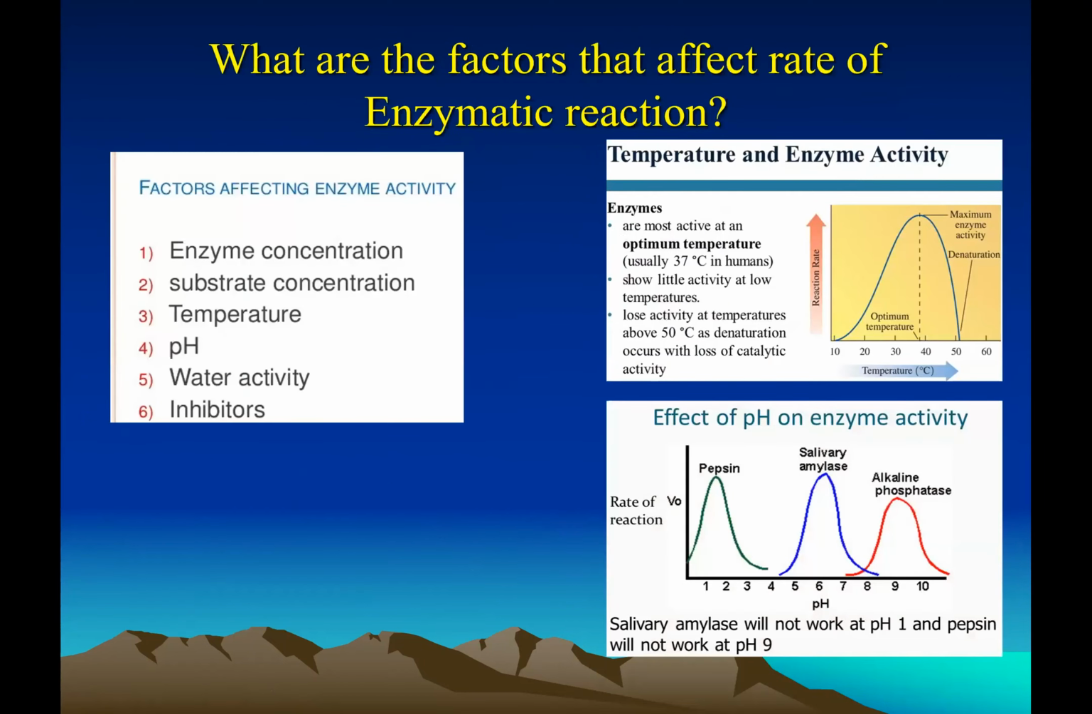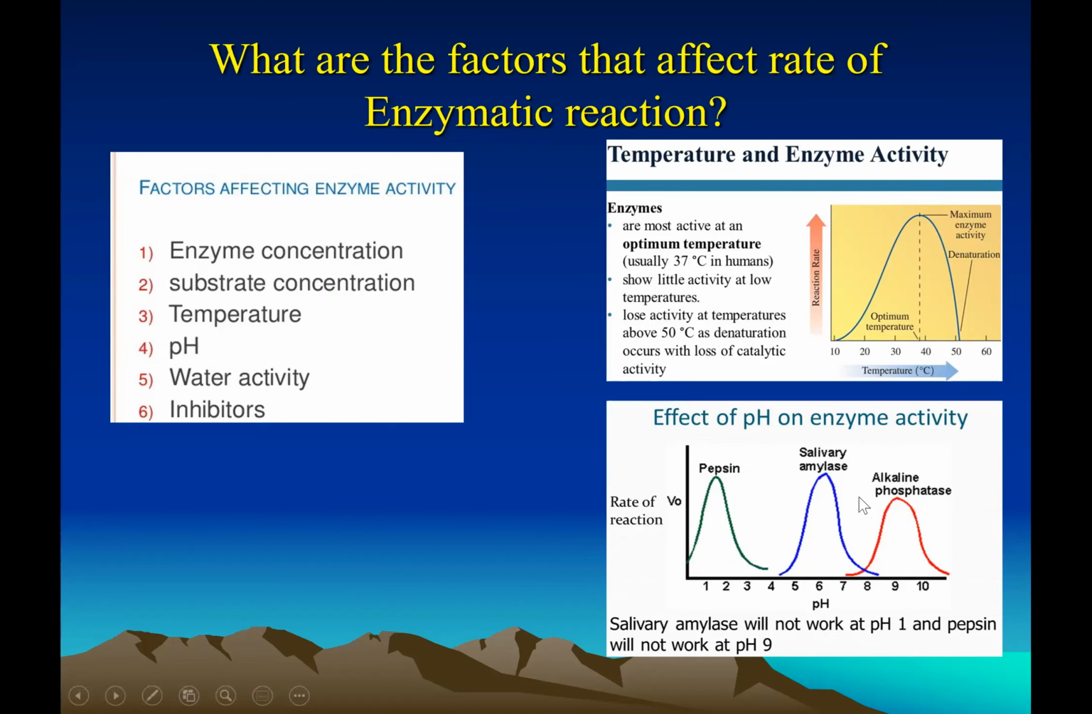So what are some of the factors that affect enzyme reaction? Temperature, pH, enzyme concentration, substrate concentration, and so forth. For every enzyme, there is an optimal temperature where it will have its most effect. For example, all the enzymes in the human body will function best at 37 degrees centigrade. And also pH.